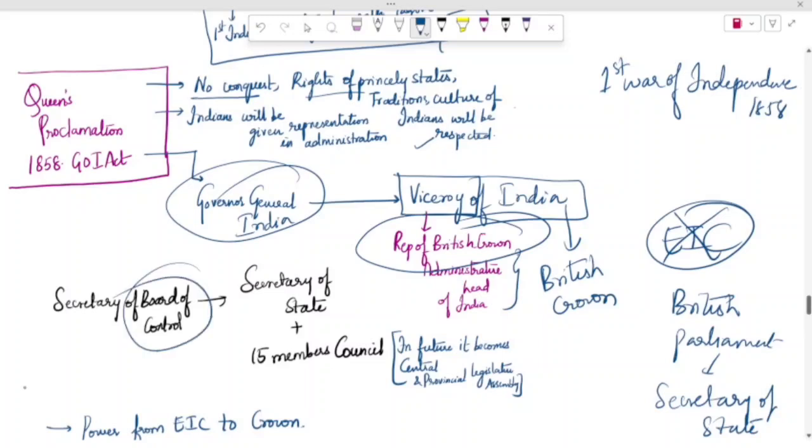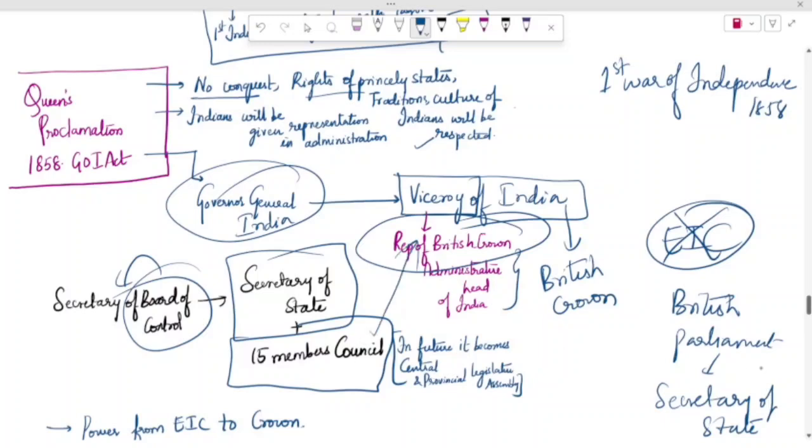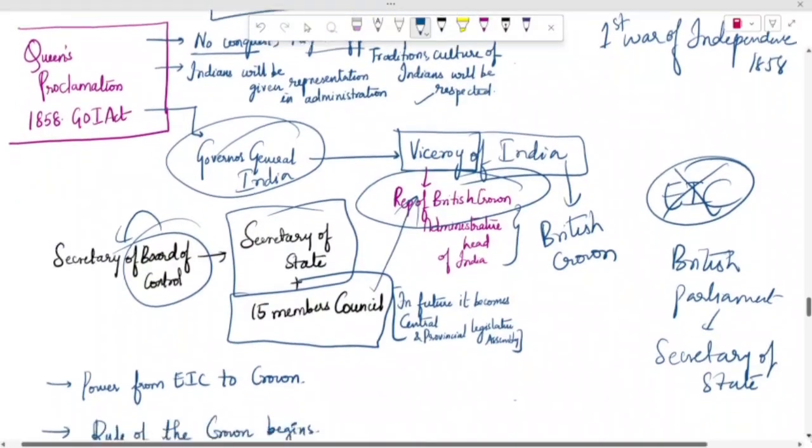So previously the Board of Control was there. The Board of Control was headed by the Secretary of State. Now this Secretary of State, with the help of a 15-member council, in future which becomes the central and provincial legislative assembly, will be helping the Viceroy in the administration of India.